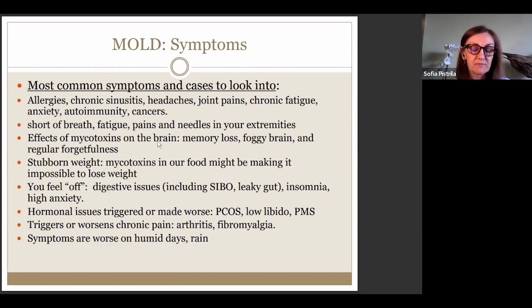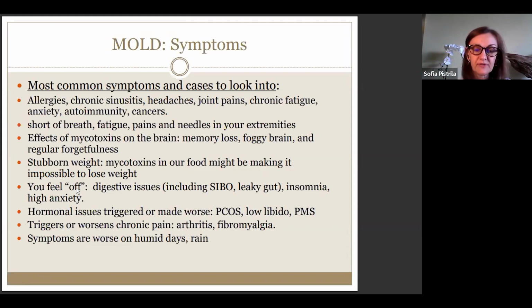Effects of mycotoxins on the brain, like memory loss, foggy brain, forgetfulness, stubborn weight. Yes, mycotoxins. And by the way, we don't know the difference between mold and mycotoxin. Mycotoxins are the chemicals made by mold, right? And there are many, many different ones. One type of mold can make many different ones. Those are usually tested, actually.